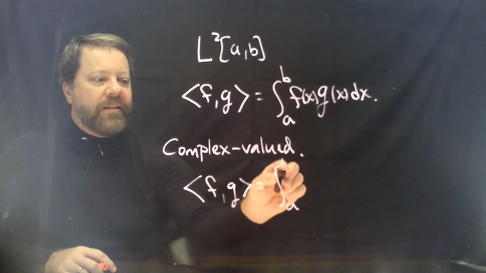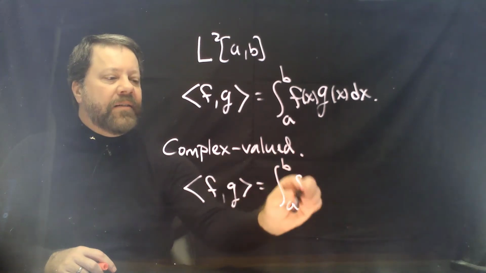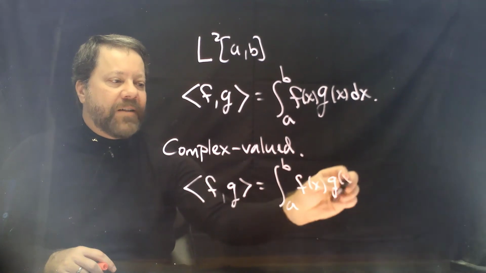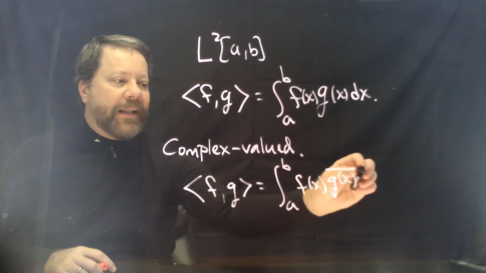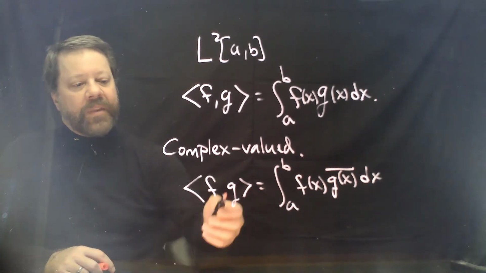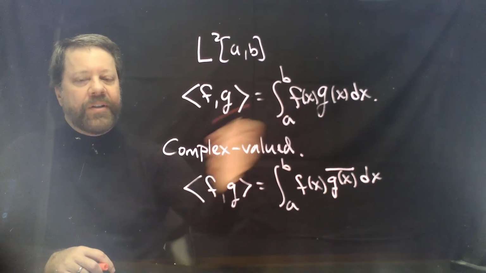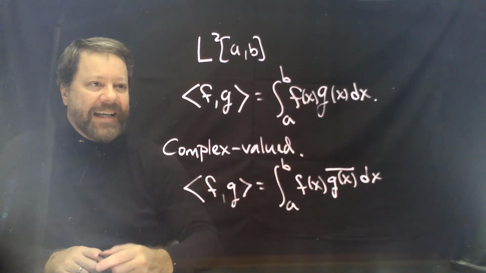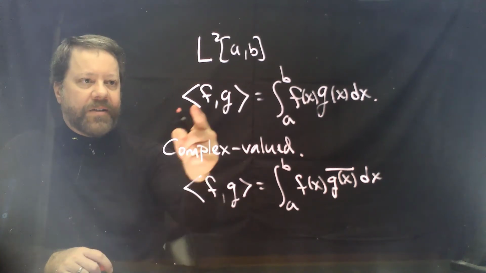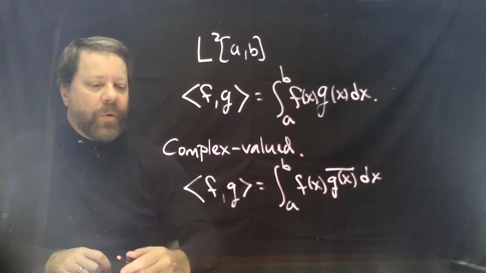We'll take the integral from a to b. We'll assume the domain is real still, but we can potentially output complex numbers. We'll use the complex conjugate of the second factor, in which case the original L2 inner product for real-valued functions was bilinear. It's a linear transformation in both coordinates because the scalars can pull out of either coordinate and you can distribute across either coordinate.